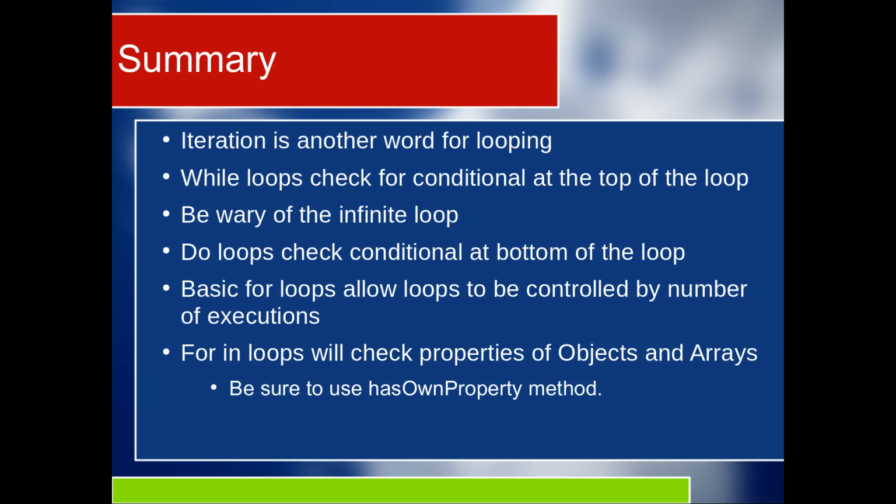So let's look at what we talked about in this video. In this video, we looked at iteration, and we defined it as another word for looping. While loops check for conditionals at the top of the loop, but we want you to be really wary of doing infinite loops. Do loops check for conditionals at the bottom of the loop. The basic for loop allows loops to be controlled by the number of executions, and for in loops will check the properties of objects and arrays. We want you also to be sure to use the hasOwnProperty method.